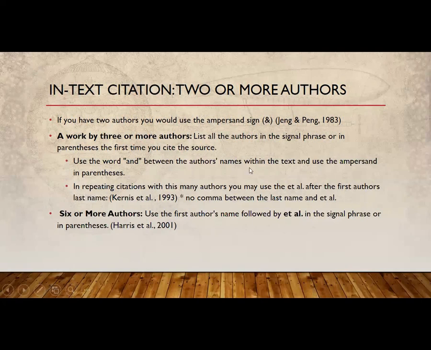Again, if you've already mentioned a citation that has more than three authors, you can use the et al. the second time you cite it. And there's no comma between the last name and et al. If you have six or more authors, you use the first author's last name followed by et al. in a single phrase or in parentheses. This way you won't have to worry about spelling out all the names because that would just be way too much. But again, if you have five, you do have to write them out until you cite it again, and then you can do that et al.